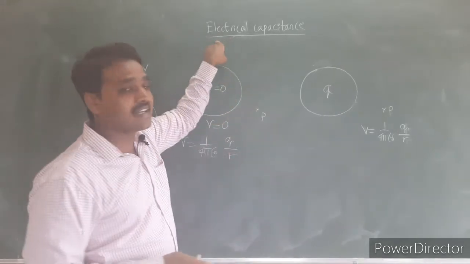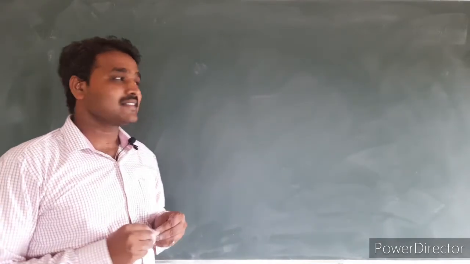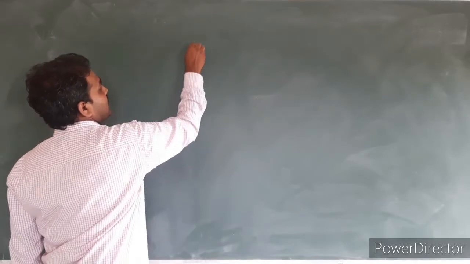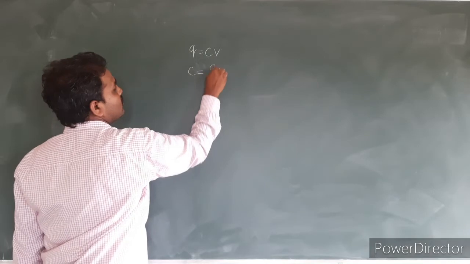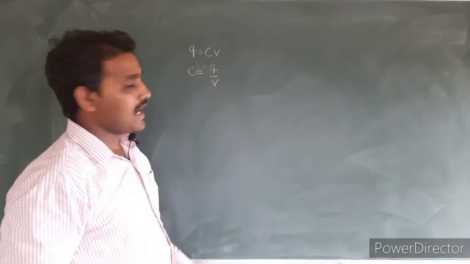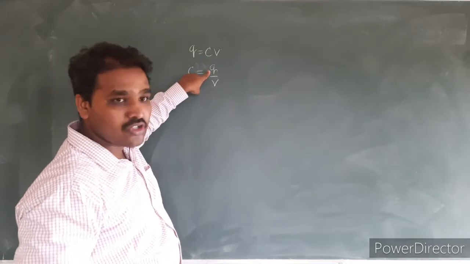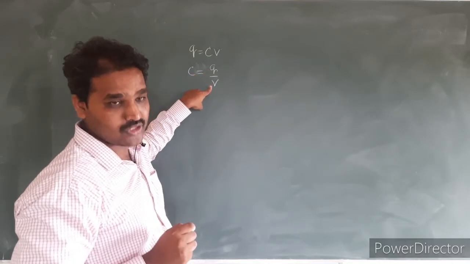And the SI unit of the capacitance is, so we have the expression for capacitance, Q is equal to what? C into V. I can write C is equal to Q divided by V. And the definition of capacitance, we have defined it as the amount of charge to be given to the conductor to raise its potential by 1 volt.